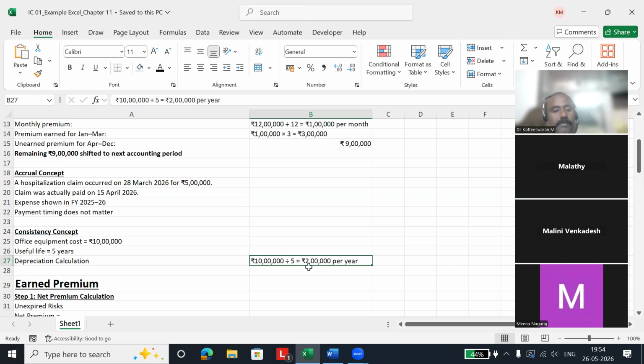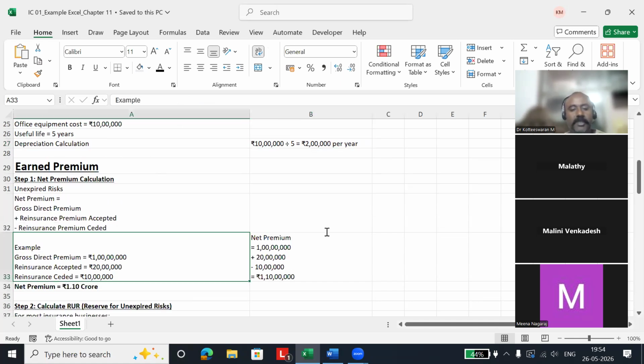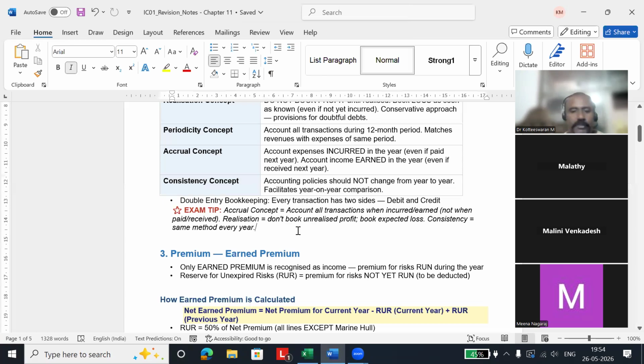So every year you are following the same pattern. It is 2 lakh per year. We are not changing it. You cannot put 4 lakh rupees depreciation in the second year, and in the third year put 2 lakh rupees as depreciation. If you change that every time, it will complicate the accounting process, and it will not give a clear view of whether you are going in profit or loss. So you need to be very consistent. This is called consistency concept. Any questions so far?